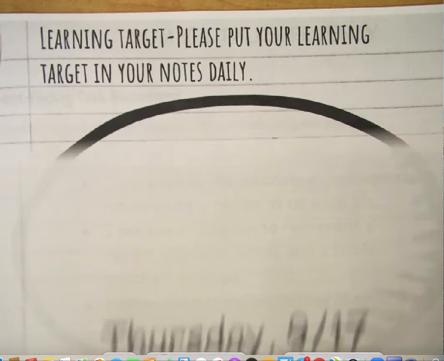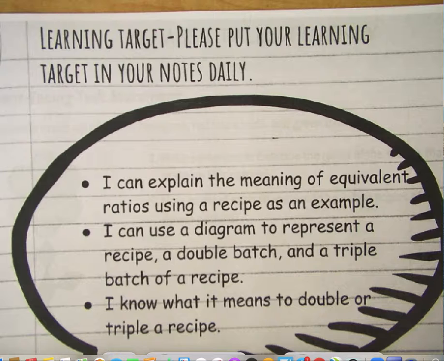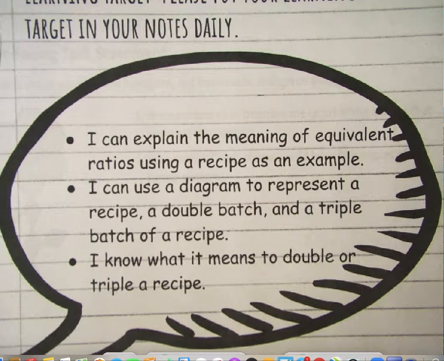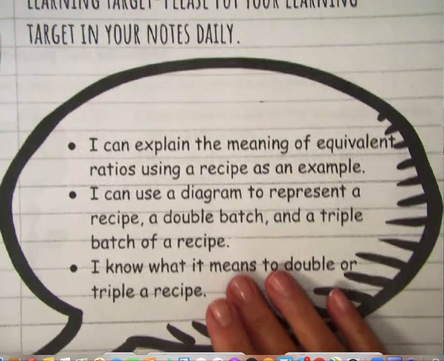Okay, I want you to go ahead, pause the video at this time, and write down your learning targets. They are numerous today. We're going to hit on 3 different things when we go through our task or our activity. I can explain the meaning of equivalent ratios using a recipe as an example. I can use a diagram to represent a recipe, a double batch, and a triple batch of a recipe, and I know what it means to double or triple a recipe.